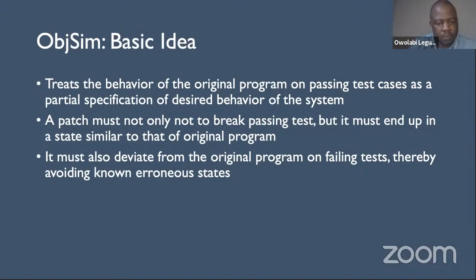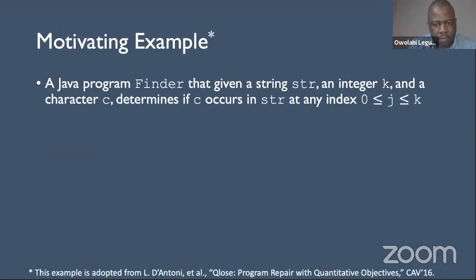At the same time, we want the patch to deviate from the original program on failing test cases to avoid non-erroneous states. Now, let's look into an example of fixing a Java program that, given a string str, an integer k and a character c, determines if c occurs in str at any index between 0 to k inclusive.